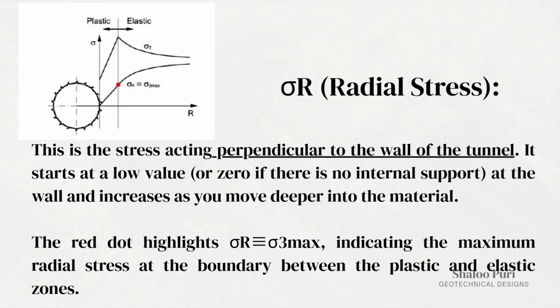mass. Sigma r, the radial stress, is the stress acting perpendicular to the wall of the tunnel. It starts at a low value, or 0 if there is no internal support, at the wall and increases as you move deeper into the material. The red dot highlights sigma r, defined as sigma 3 max, indicating the maximum radial stress at the boundary between the plastic and elastic zones.